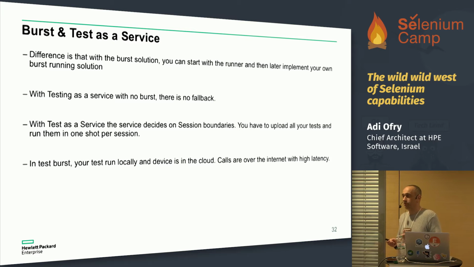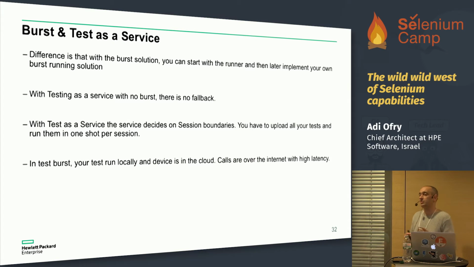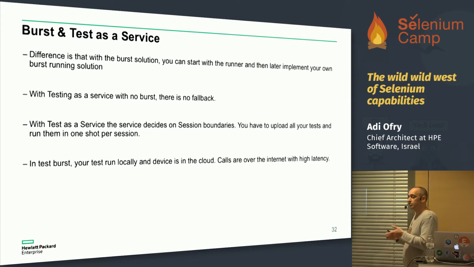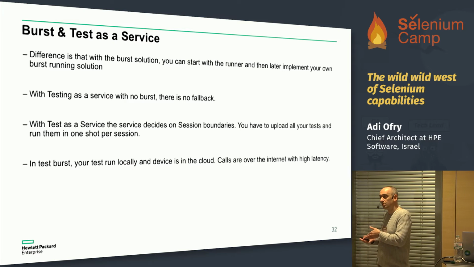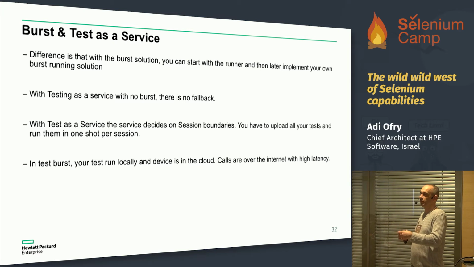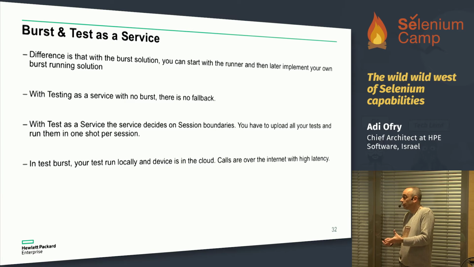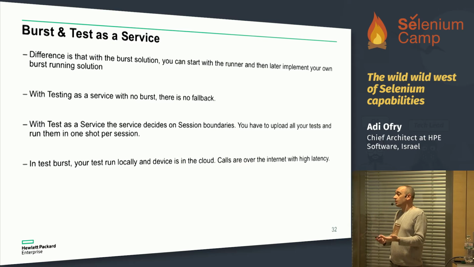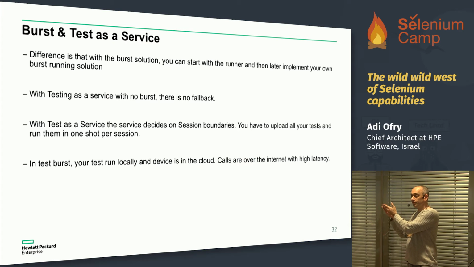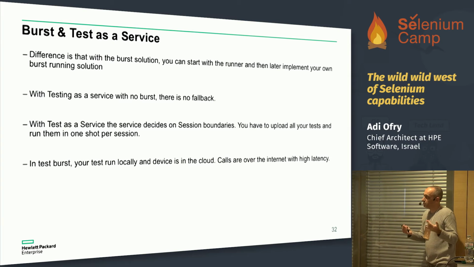So there's burst and there's test as a service. We saw BrowserStack earlier, and you saw in the example that the test is running in your lab or on your computer, and the test is firing commands to the cloud. That's burst. There's test as a service. That's Amazon. You upload everything there. It's running there. The test runs there. The mobile is there. Everything is there. It's test as a service.